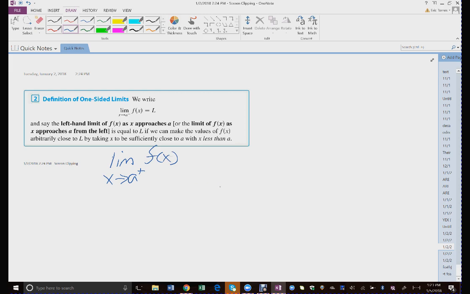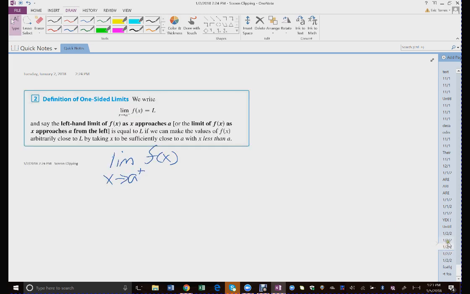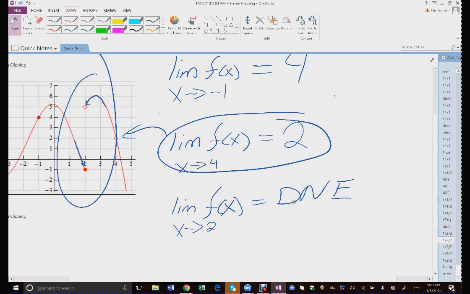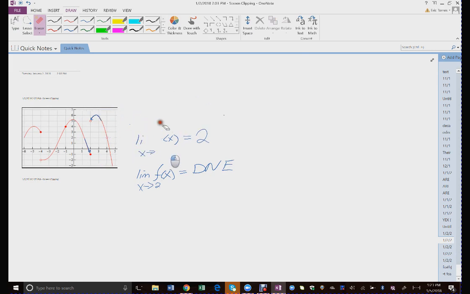So again, x approaching a from the left or the right. And negative side is your left side of the graph. Your positive side for x is the right side of the graph. So let's look at, back one picture, and I'm going to erase this and start over here real quick.